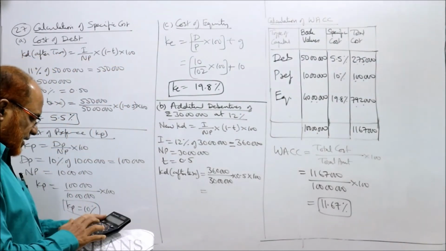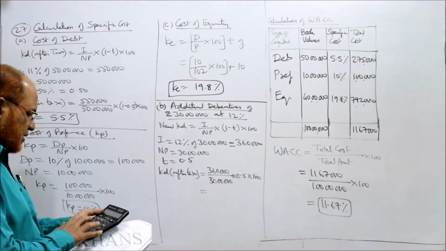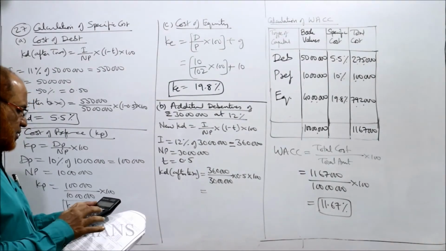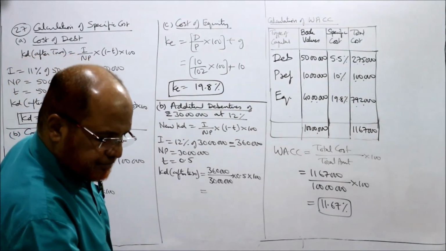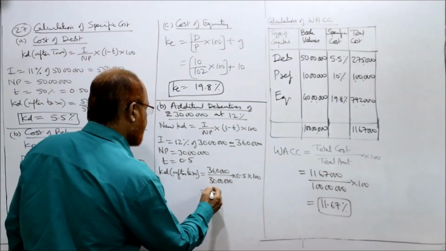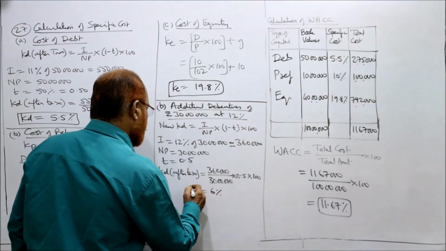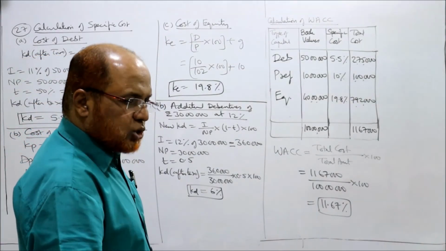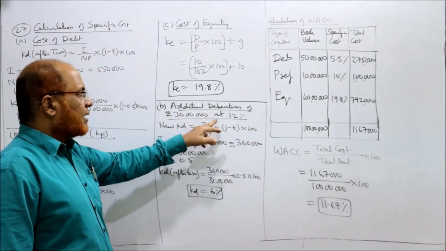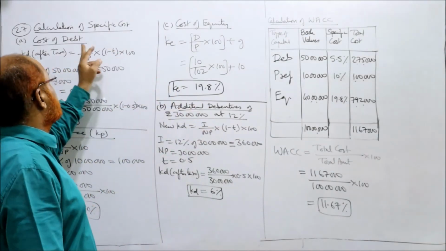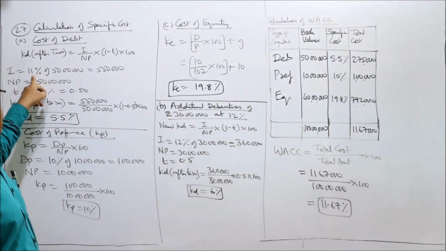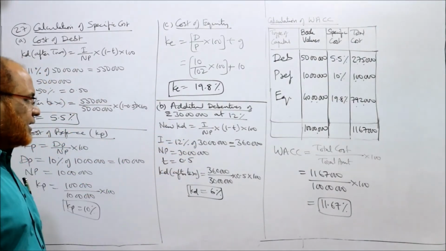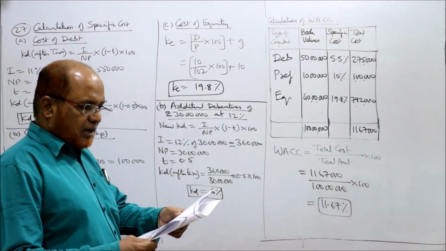Let us see what the new KD is. 3,60,000 divided by 30 lakhs into 0.5 into 100. It comes to 6%. New KD for new debentures. The new debentures of 30 lakh rupees that are being issued are at 12%, and the old debentures were at 11%. First debenture 11%, second debenture, the new debenture issued, 12% of 30 lakh. KD is 6%. But along with this, some other changes are coming.